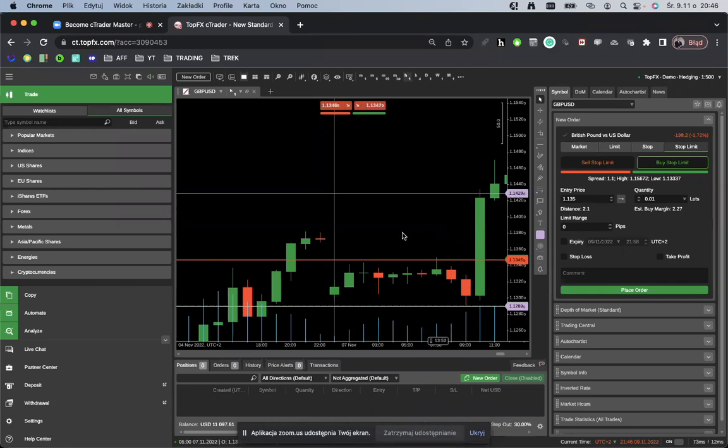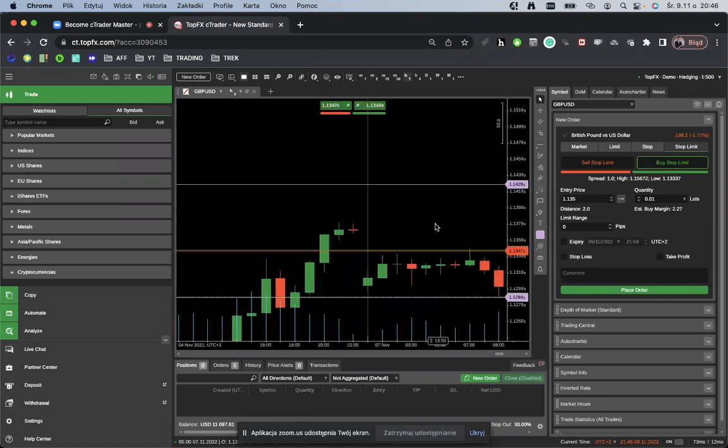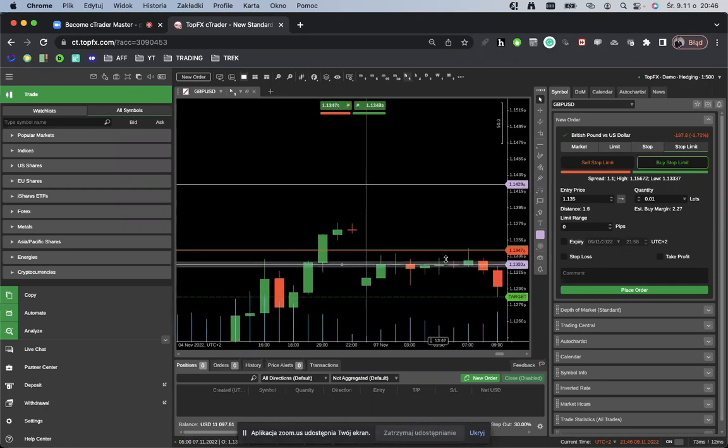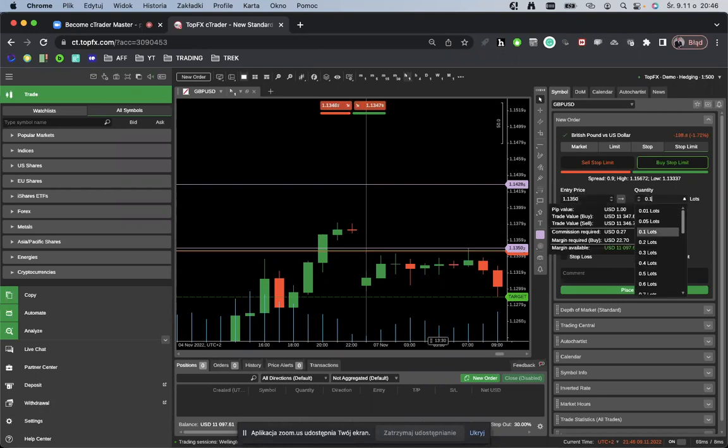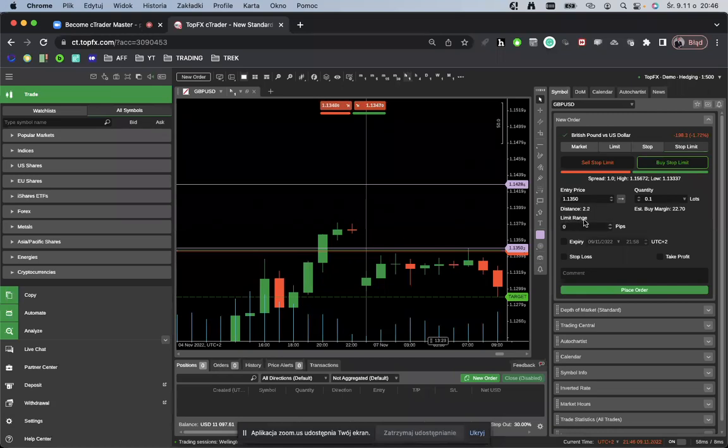As you can see, let's go back to the example, right? So let's go back to this level. Let's say this is the high. 1.1350 is the entry price. What you want to do is buy the breakout of 1.1350. So this is the price you want to enter. How much? Of course, the usual 1 mini lot. Not a problem. So far, everything is clear. What about this limit range? So here, quantity and entry price is clear.